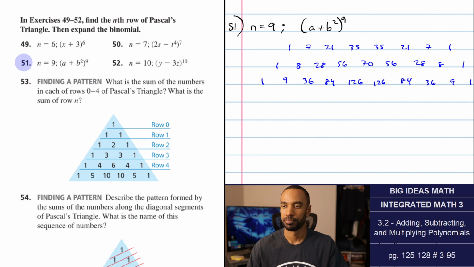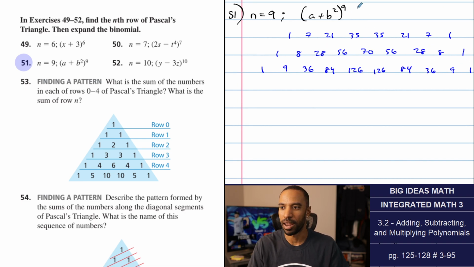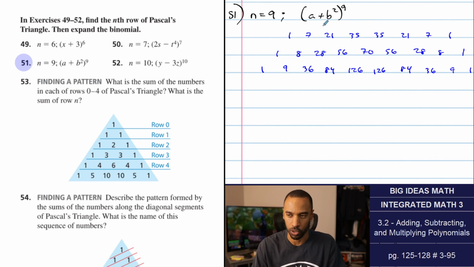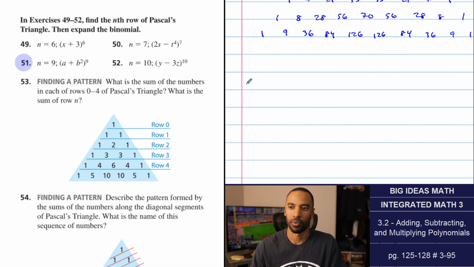Hope I did it right. I should find it on the internet to be sure that's right. But anyway, we're going to have 10 terms. What I'm going to do is this: A and B squared.